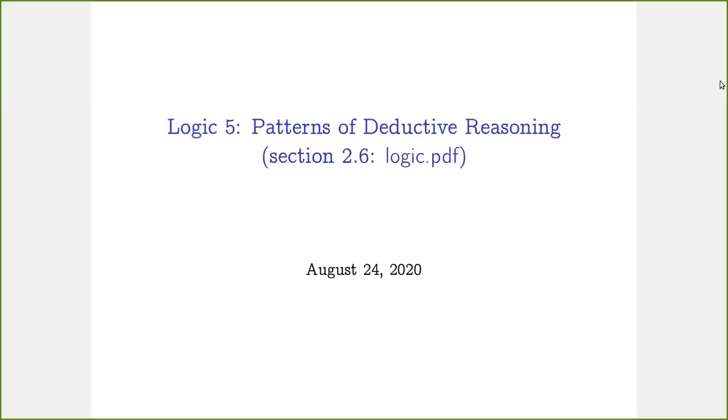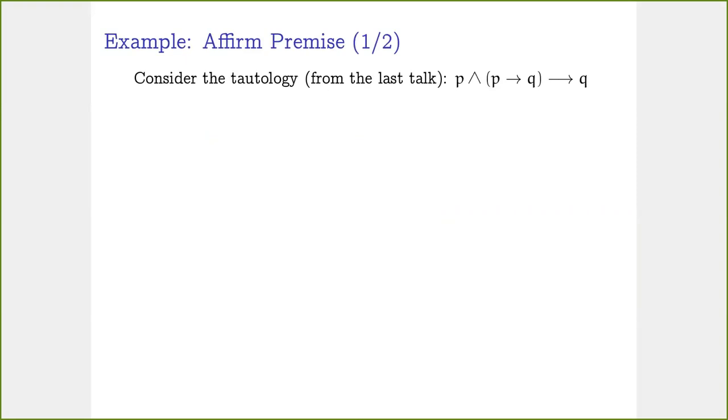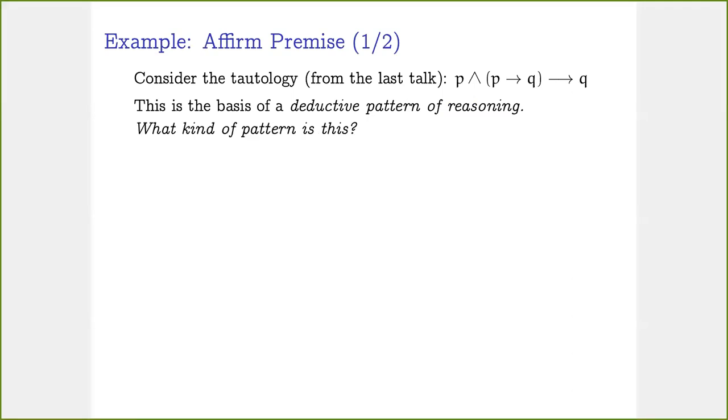Let's see how deductive patterns of reasoning work. This is based on section 2.6 of the chapter 1 PDF, logic. Okay, let's consider affirm premise, which is my name for the deductive reasoning pattern based on the tautology we looked at last time, which reads: if P and P implies Q, then Q, that is, (P and (P implies Q)) implies Q. Okay, this is the basis of a deductive pattern of reasoning.